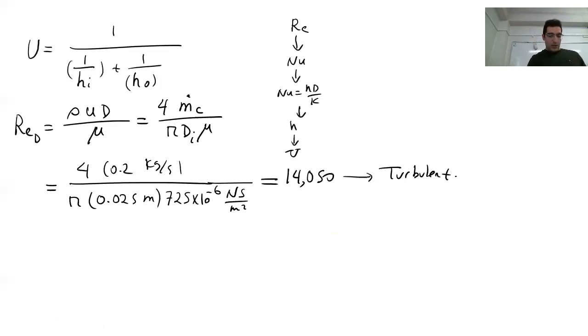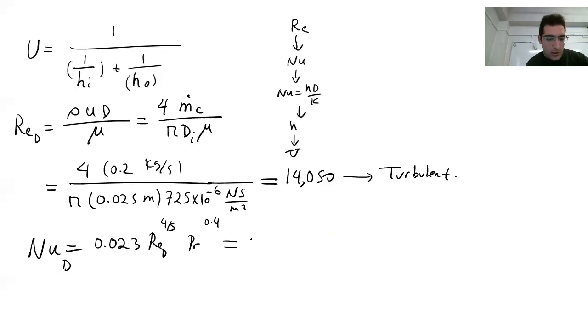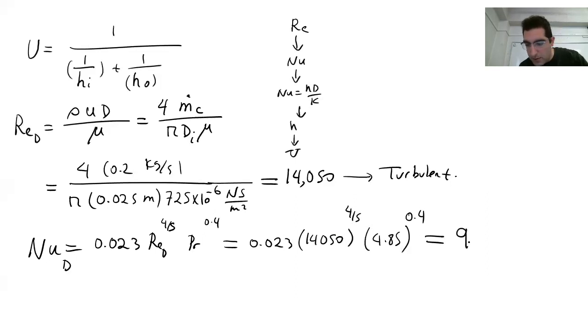Turbulent regime. So we can go ahead and use the Dittus-Boelter equation for the Nusselt number, which works for turbulent flow conditions, which is equal to 0.023 Reynolds_D to the power of 4 over 5 Prandtl to the power of 0.4. In our case, it becomes 0.023 times Reynolds, which is 14,050, to the power of 4 over 5, times Prandtl, which is 4.85 from the properties of the water, to the power of 0.4. If you do this calculation, Nusselt becomes 90.